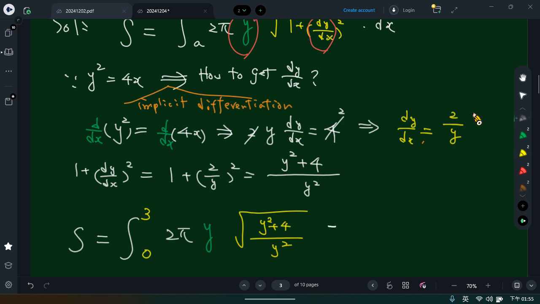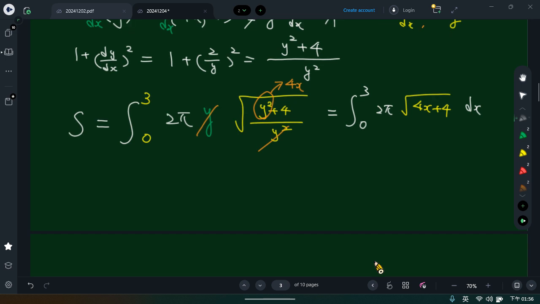Then we can have the integral from 0 to 3. Then here can be cancelled, right? Then y squared can be replaced with 4x. Why? Because y squared is equal to 4x. So that will be 2 pi times the square root of 4x plus 4, dx. So that it will be 4 pi times the integral from 0 to 3 of (x plus 1) to the power 1/2, and the final result will be 56 over 3 pi.